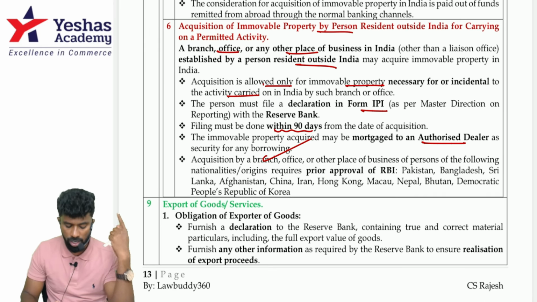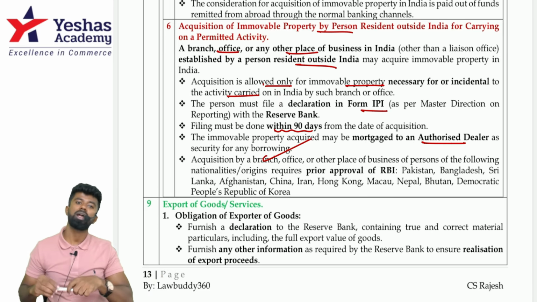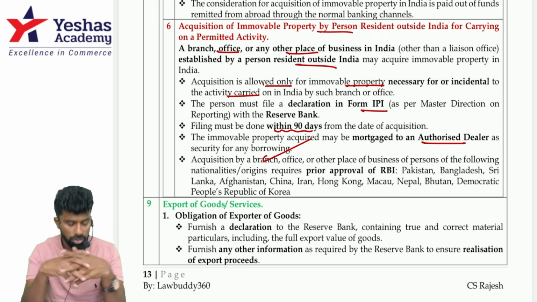And the sixth one: acquisition of immovable property by a person resident where? For carrying on what? A permitted activity in India. Other than those particular nations, others cannot acquire.